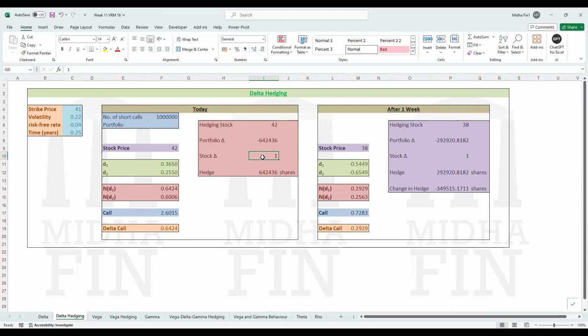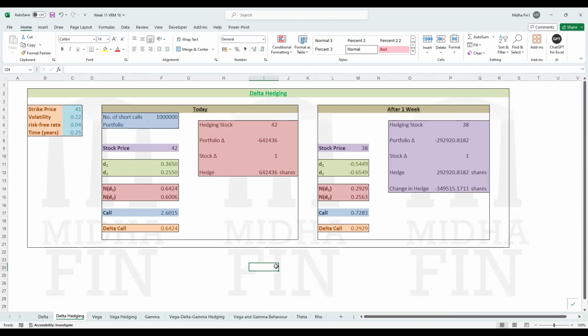But for gamma and vega, you can't use the underlying stock, because for the underlying stock, gamma and vega are 0. So you'll have to use a different derivative on the same asset. For stock, delta is 1. I have to find the hedge. Now, the hedge is pretty simple.